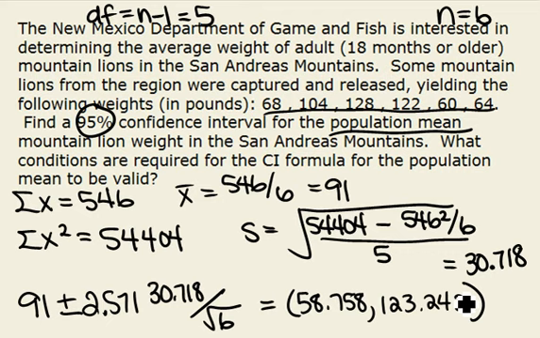So in order for this interval to actually be valid, we would need the data from the mountain lions to come from a normal distribution. Ways to check that is looking at plots to see if that appears to be valid.